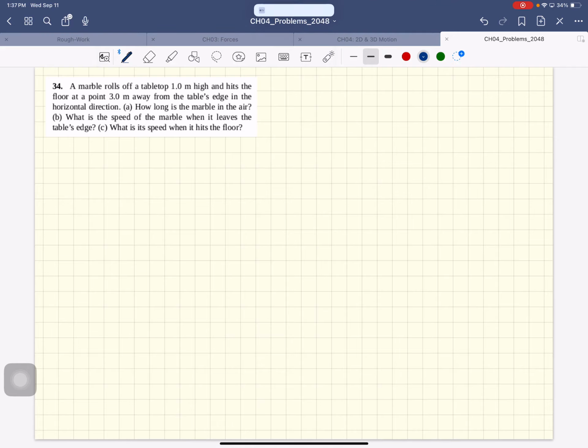So this problem says a marble rolls off a tabletop 1 meter high and it hits the floor at a point 3 meters away from the table's edge in the horizontal direction. How long is the marble in the air? What is the speed of the marble when it leaves the table's edge? What is its speed when it hits the floor?